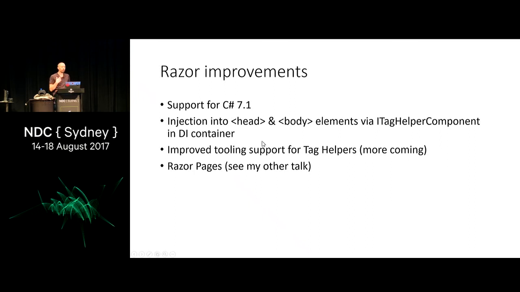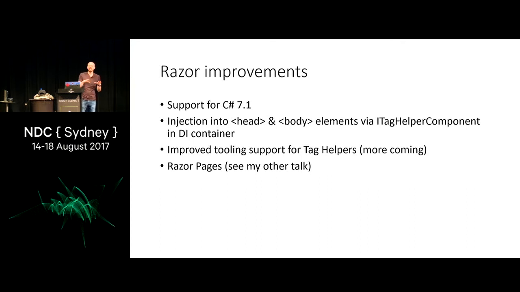You can also automatically inject content into the head and body elements of pages now using ITagHelperComponent, which is a new feature in ASP.NET Core 2. Well, ITagHelperComponent is like a tag helper, but you don't use it directly. It's a small thing that looks like a tag helper from a class point of view, but it gets consumed by other tag helpers that have actually attached to real tags.